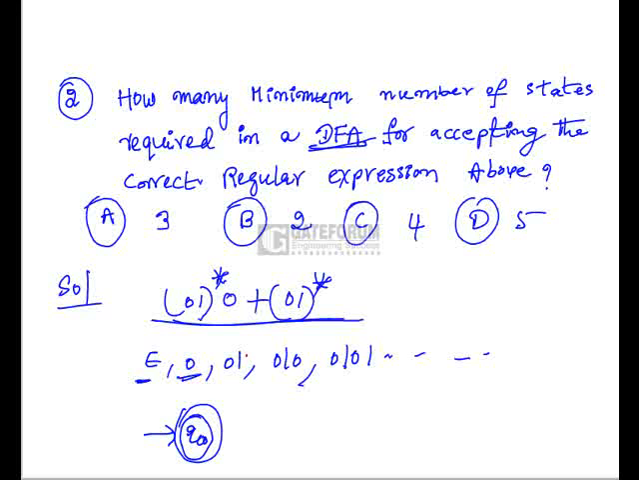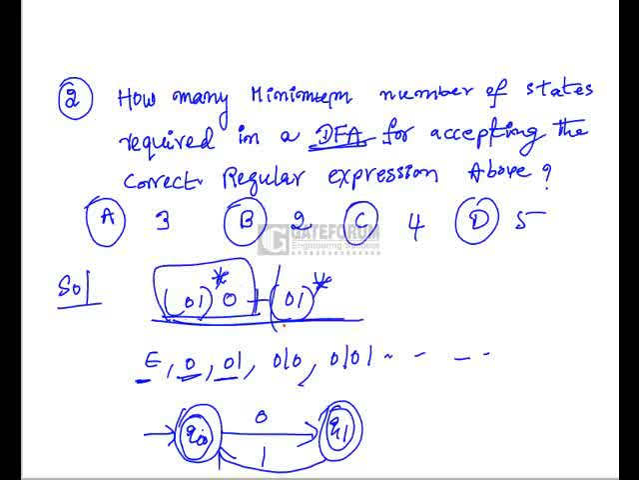Next, we have to accept single 0. If you give a self loop, it will accept any number of zeros, which is not there in these prefixes. So single 0 we have to send to another state, which is also final because single 0 must be accepted. Next, we have to accept 01. If 1 is given as a self loop, it will accept 0, 1, 1, 1, which is not possible. So on 1, you come back to the state Q0. So epsilon is accepted, single 0 accepted, 01 accepted, again 010 accepted, and so on. All the strings of this expression are accepted.